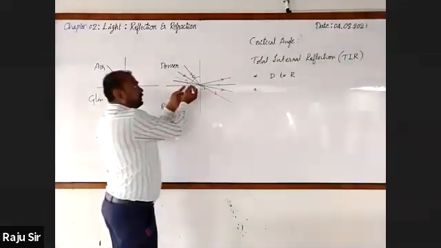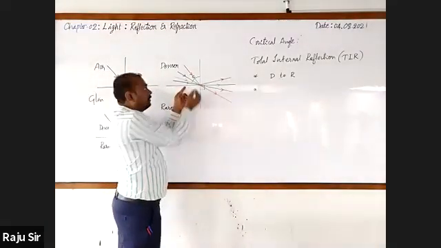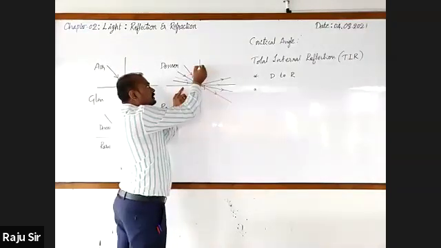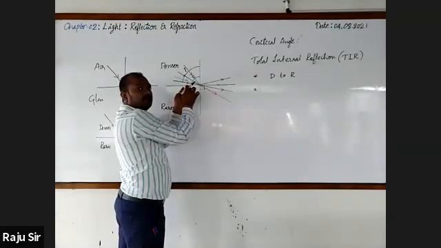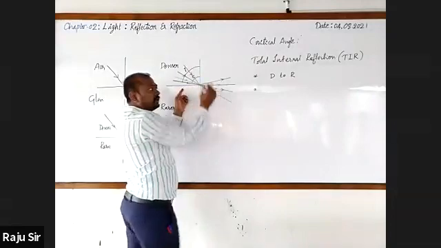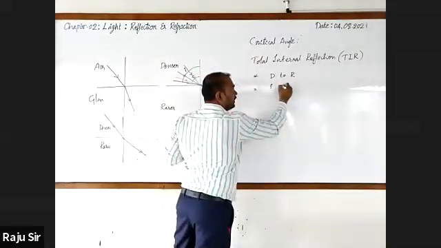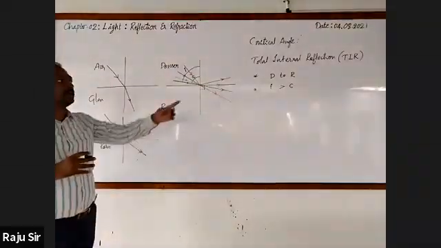Second one: when it is traveling from denser medium to rarer medium, its angle of incidence should be more than the critical angle. The angle of incidence i should be greater than C. Angle of incidence is greater than critical angle.